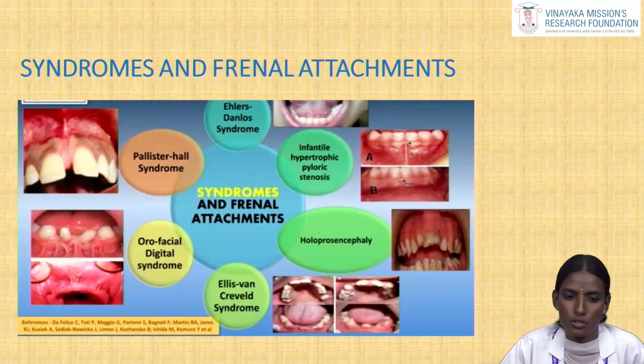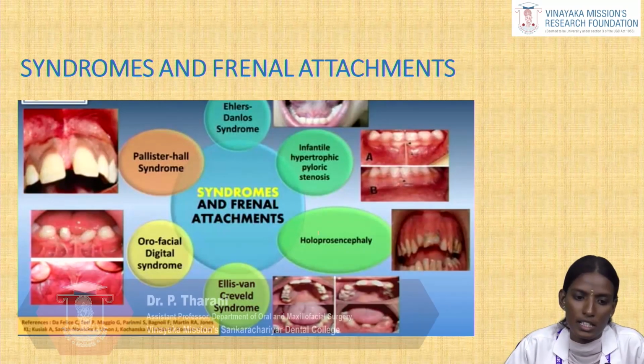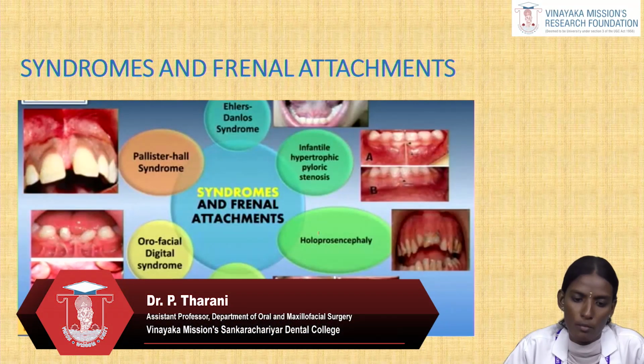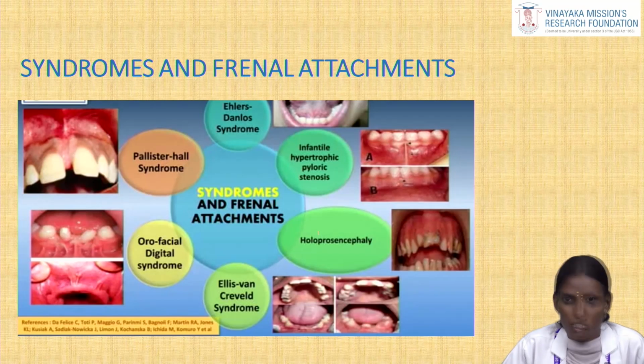What are the syndromes associated with frenal attachment? Frenal attachment is associated with syndromes such as Ehlers-Danlos, infantile hypertrophic, holoprosencephaly, Ellis-van Creveld, orofacial digital syndromes and Pallister-Hall syndrome. What are the problems that we encounter with frenal attachment? They are midline diastema, aesthetic disfigurement and tongue tie, which causes slurring of speech, and anterior lobar deficiency.